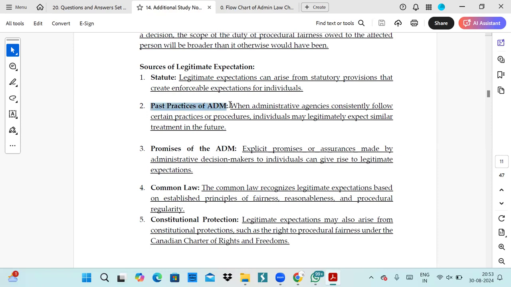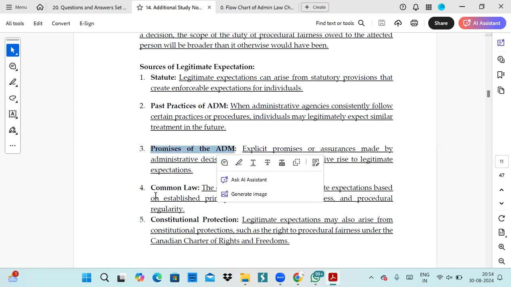Is it from the past practices of the ADM? The question may say that in the agency previously they used to do oral hearing, now only this new guy came and he is accepting written submission only. So is it wrong? Is it good? Is there a legitimate expectation from the claimant? Yes, of course, because past practices also is one of the sources of legitimate expectation.